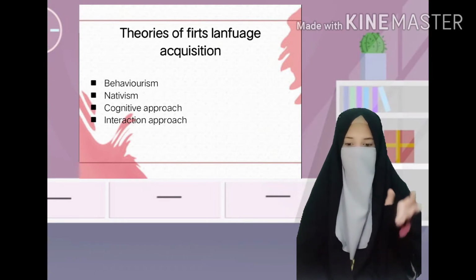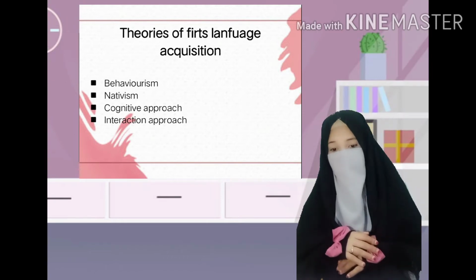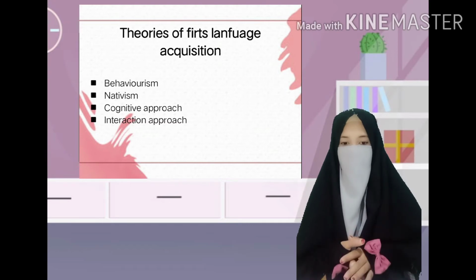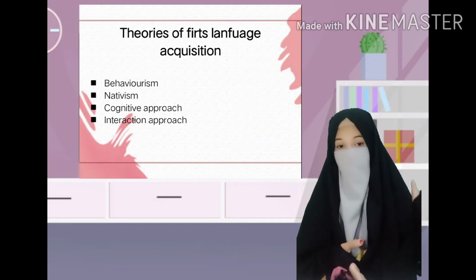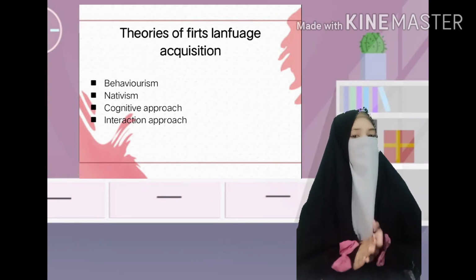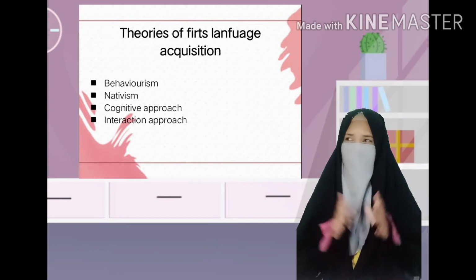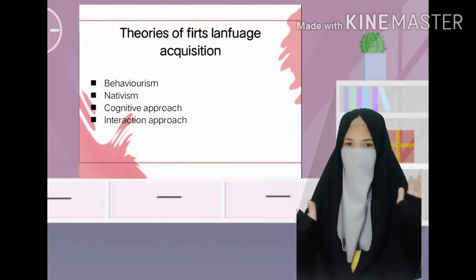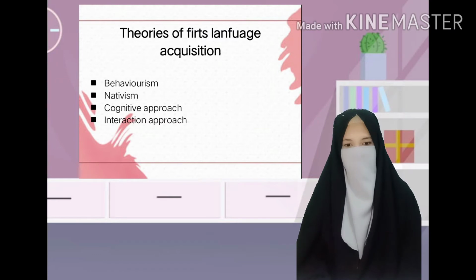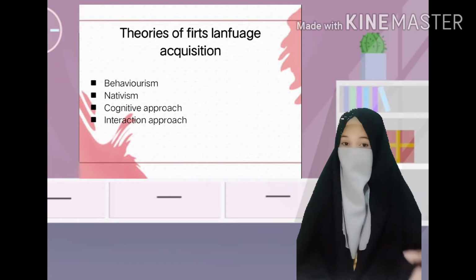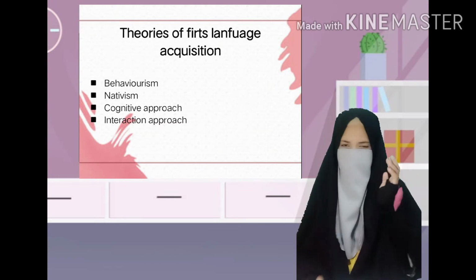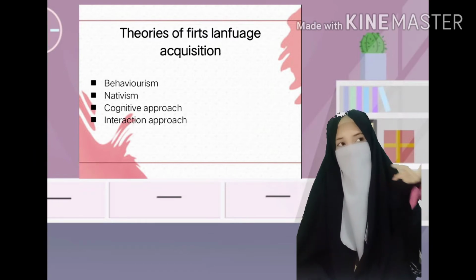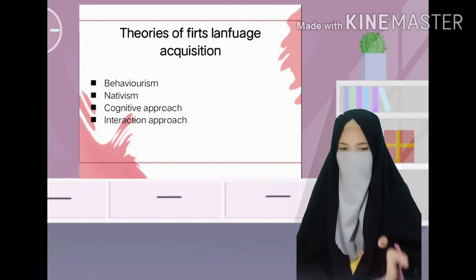And next, nativism. According to this theory, we are born with a language acquisition device, or LAD, and access to a universal grammar, or UG. According to Chomsky, children are biologically programmed for language, and language develops in children in the same way that other biological functions develop. So, children are born with a specific innate ability to discover for themselves the underlying rules of a language system on the basis of samples of the natural language.